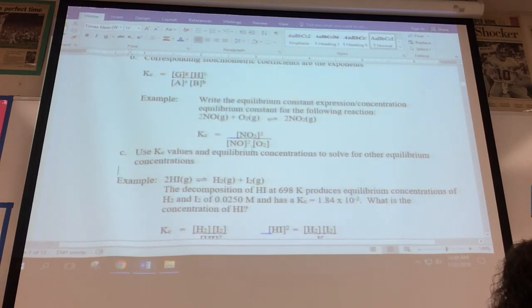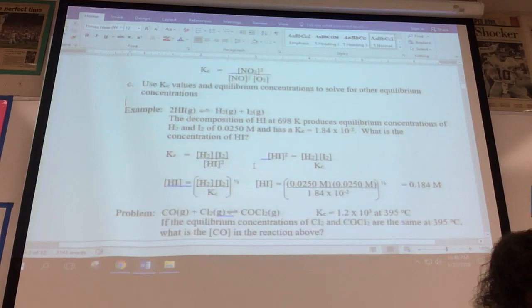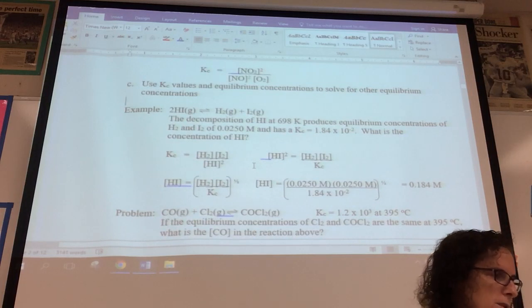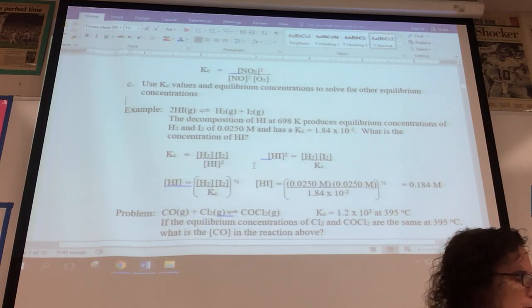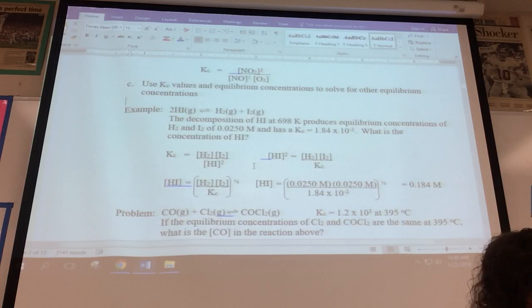You can be given concentrations and solve for KC. You can be given KC and all concentrations except one and solve for the missing one, shown here as an example. I'm going to work through the derivation on paper. I want to show you a quick trick, and then we'll give it a shot.